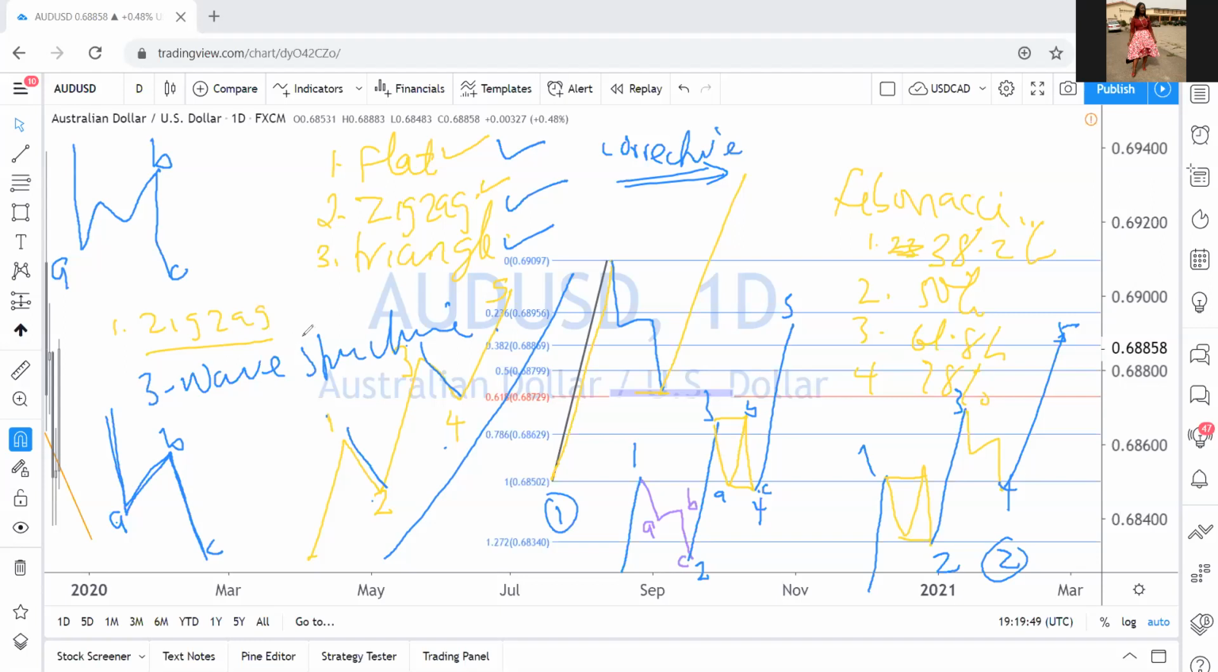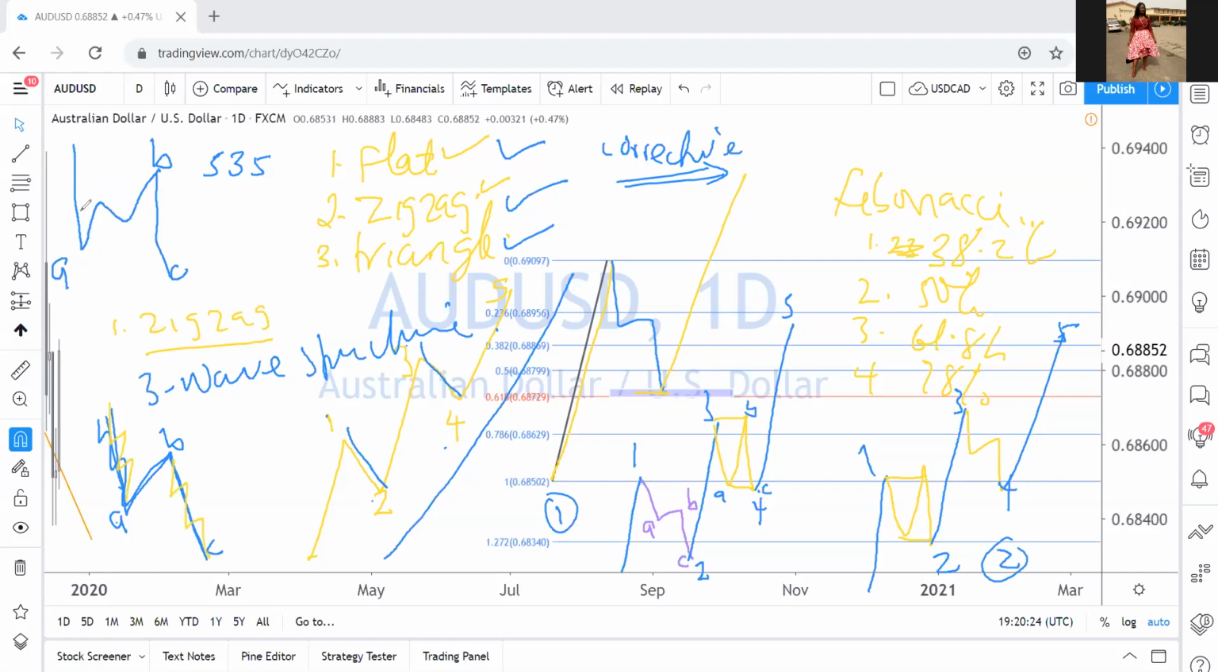What are the guidelines that govern the formation of a zigzag in the market? I'm going to show you an example of a zigzag. Number 1 is that the 3-wave structure must be a 5, 3, 5 structure. What do I mean? The first one here must be a 5-wave structure, 1, 2, 3, 4, 5. This one must be 1, 2, 3, 4, 5.